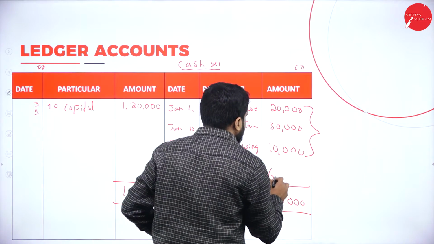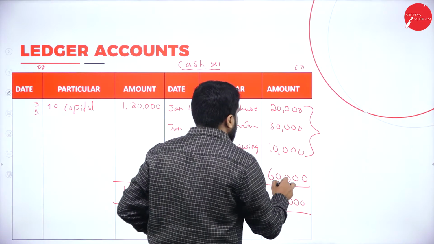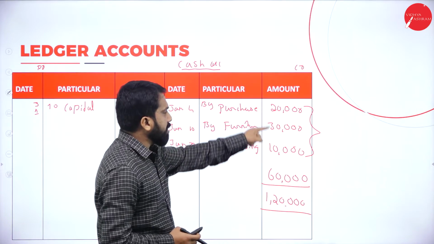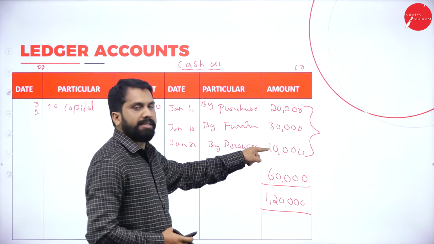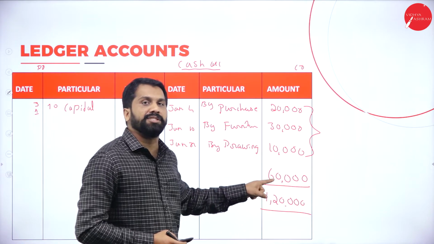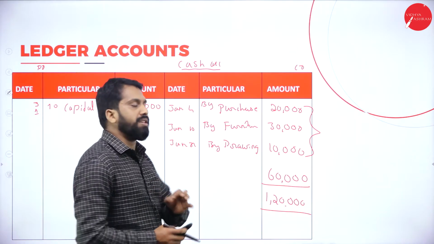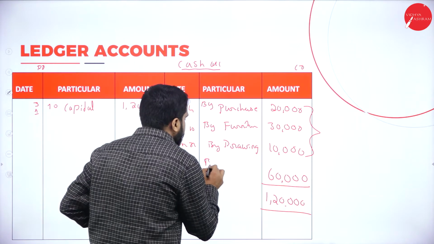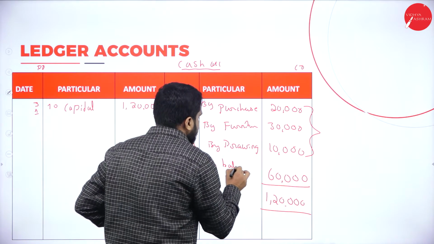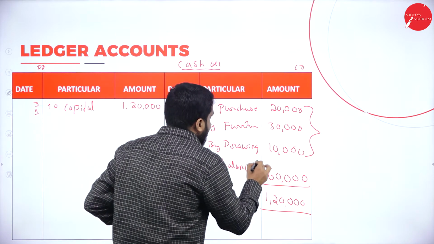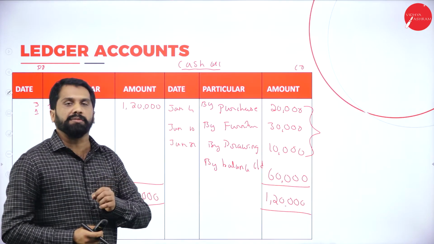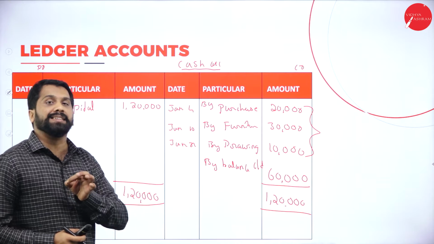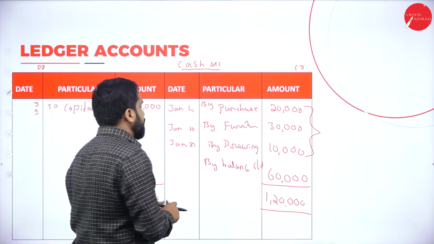Your answer is 60,000. I have not written the total of these 3; I have written this minus these 3. Your answer is how much? 60. What do we call it? We call it by balance carry down. CD means carry down.